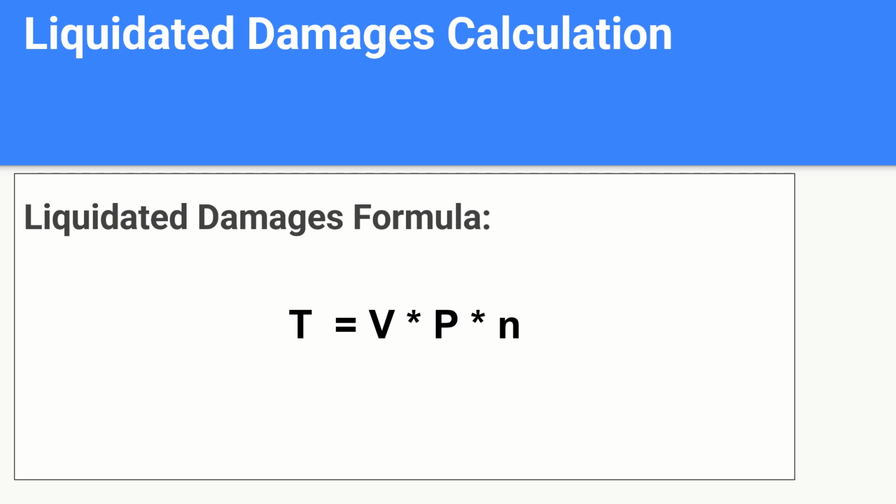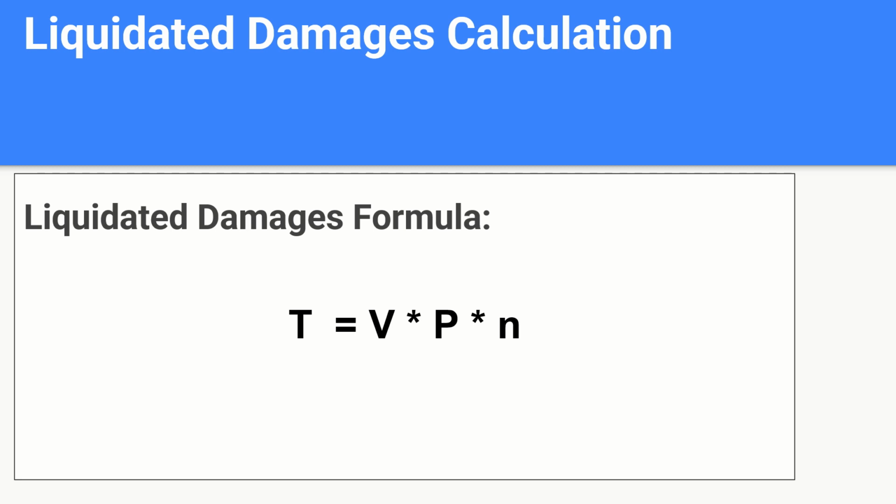LD calculation. LD means the liquidity damages. We know the formula: the liquidity damages are equivalent to an amount to be determined in accordance with the following formula. T equals V into P into N, where T equals total amount of liquidity damage, V equals contract value of undelivered goods or any part thereof delivered after expiry of the delivery and completion schedule or extended delivery and completion schedule as applicable.